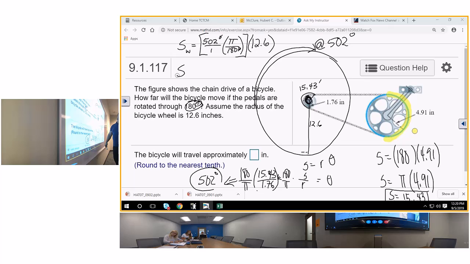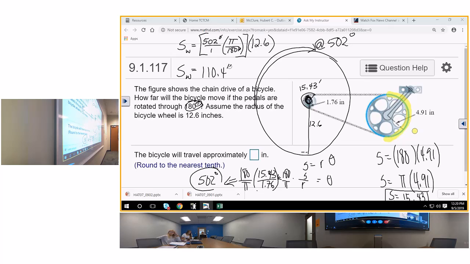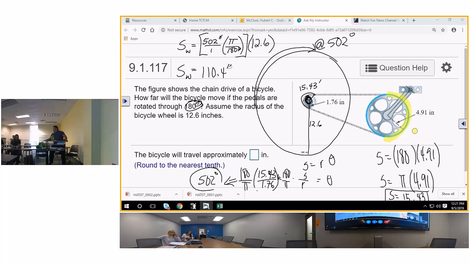Okay, so the distance that the wheel turns is equal to what? It says round to the nearest tenth. 110.4 inches. Is that what everybody's getting? The only thing I'm worried about is what degree did we get? 502 degrees. Was that an even degree or were there decimals? There's a decimal, but I left the decimal.